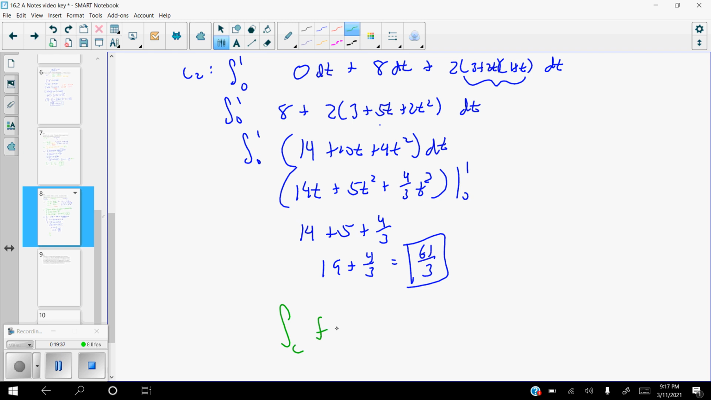So the entire line integral over C of our function, I'm just going to call it f for lack of writing it in a better way, is going to be 61 thirds plus 12. 12 in terms of thirds is 36, so we should get 97 thirds. Again, not exactly short, but not extremely difficult to do, especially if they are linear.